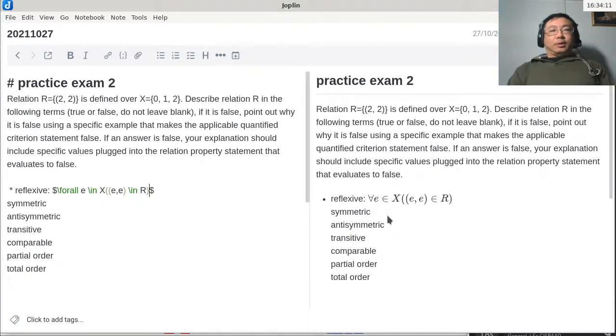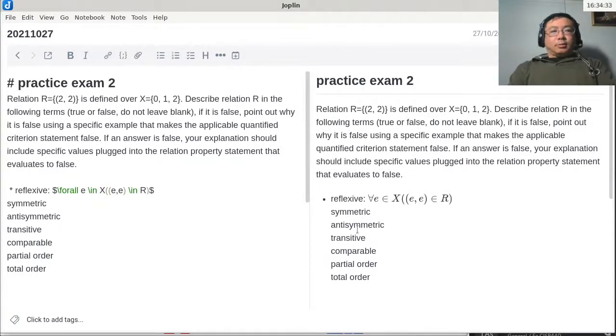In other words, in this case, it is not the case, right? It is not reflexive. Why is it not reflexive? Because X has 3 elements. Other than the element 2, the element 0 and the element 1, they do not have a 0, 0 nor a 1, 1 in the relation that we are looking at here.